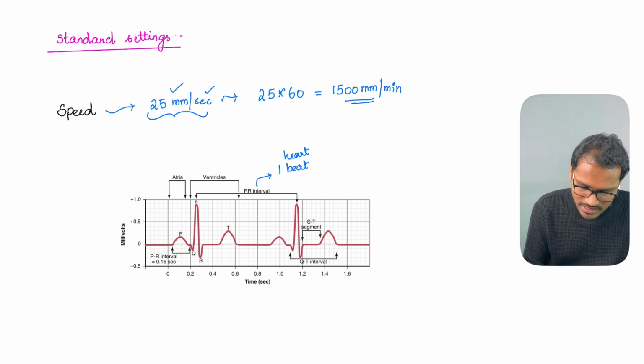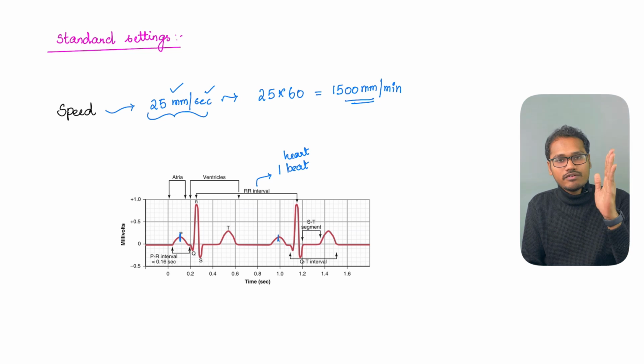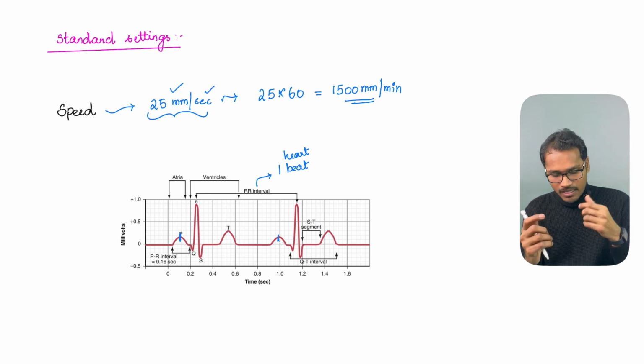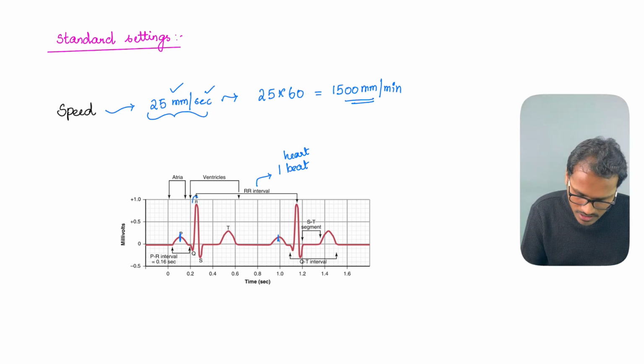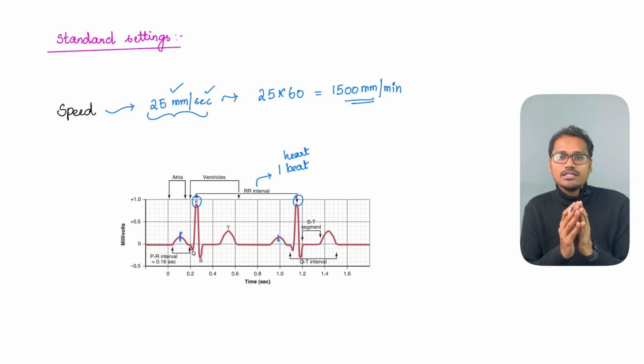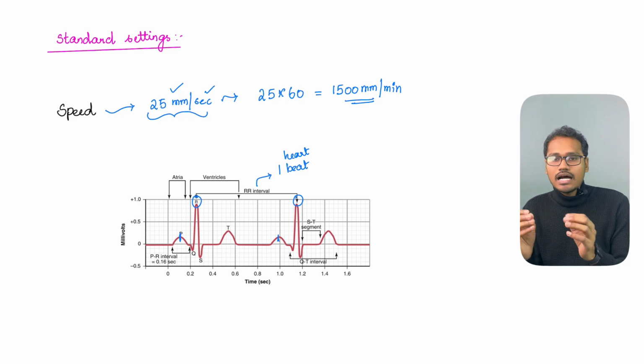Can we take any other interval, like a PP interval? Yes, obviously. Whenever you take one particular point and go to the similar point in an ECG, that is nothing but 1 heartbeat. But why do we take the RR interval most of the time? Because the R wave is a predominant wave which is easily noticeable or detectable in an ECG. So that is why we pick the RR interval.